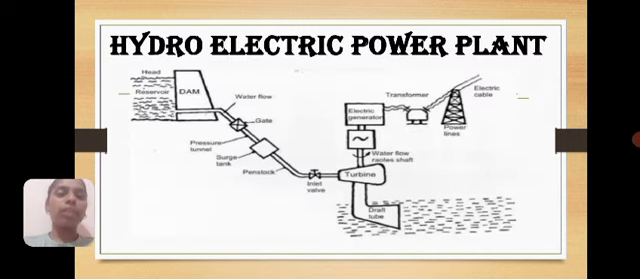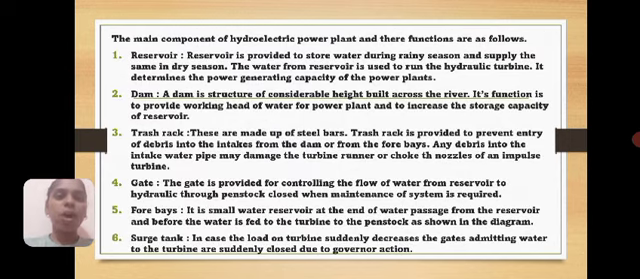Second, hydroelectric power plants. The main components of a hydroelectric power plant and their functions are as follows. Reservoir. Reservoir is provided to store water during rainy season and supply the same in dry season. The water from the reservoir is used to run the hydraulic turbine. It determines the power generating capacity of the power plant.